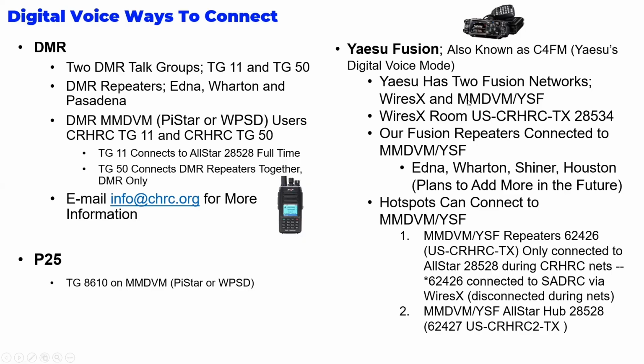The other fusion network that we utilize most of the time is the MMDVM YSF network. If you're starting to see a pattern here, with MMDVM you can do DMR, P25, fusion, and other digital modes, like D-Star, which is antiquated digital. So that's not for this discussion. Anyways, Crossroads has a WiresX room. It's US CRHRC TX 28534.